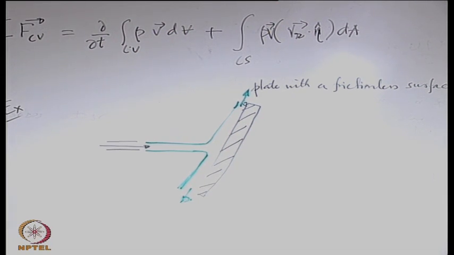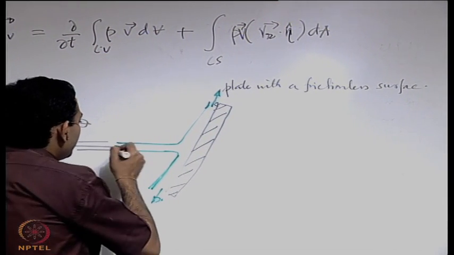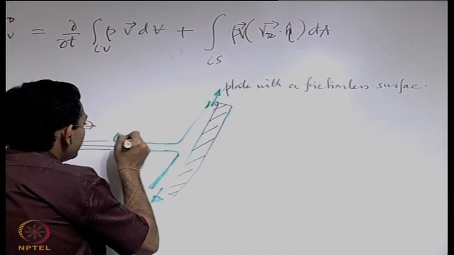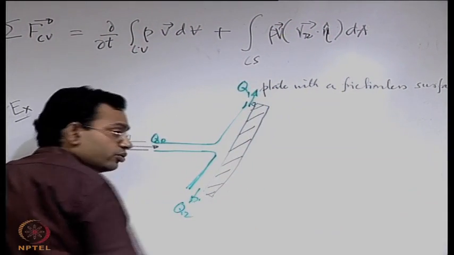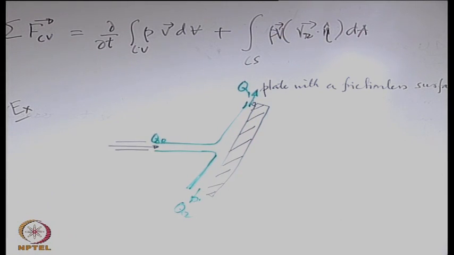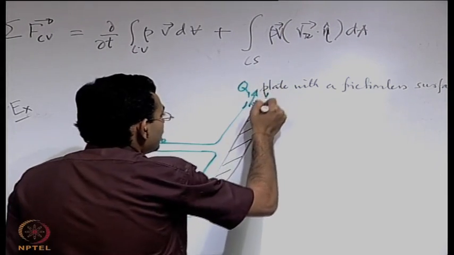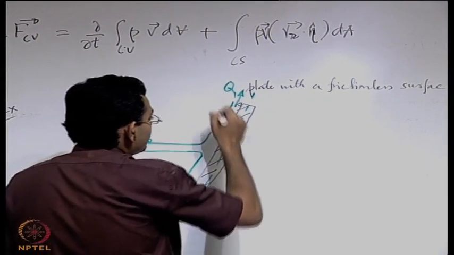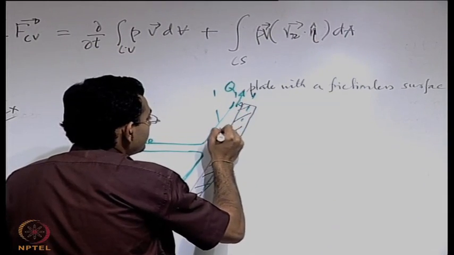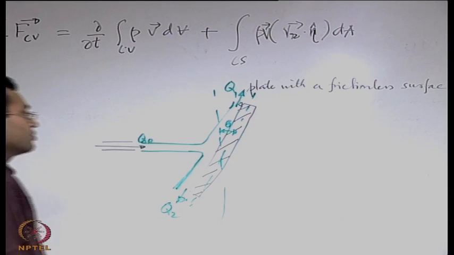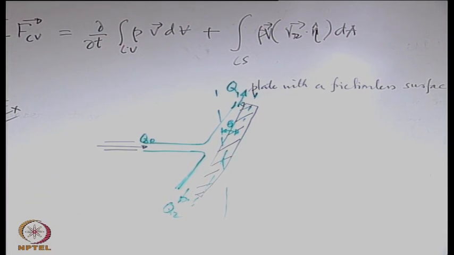We have to find out, if the volume flow rate here is Q0 and here the volume flow rate is Q1, and if the volume flow rate is Q2, and let us say that the angle made by the plate with the vertical is theta, which is the angle between the plate and the vertical.